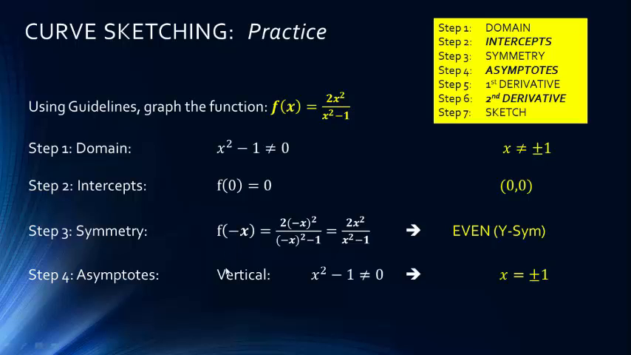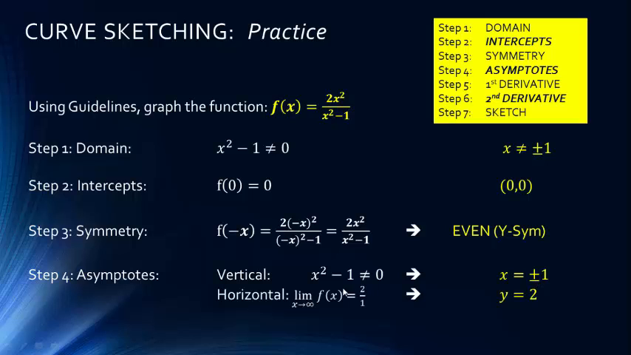For vertical asymptotes, we set the denominator equal to 0 and solve. Notice this is how we also found the domain. And we have two values, plus and minus 1. So these are our first, we should have graphed the intercept. We should now graph the asymptotes with dotted lines.